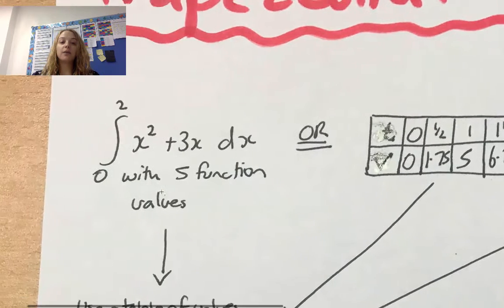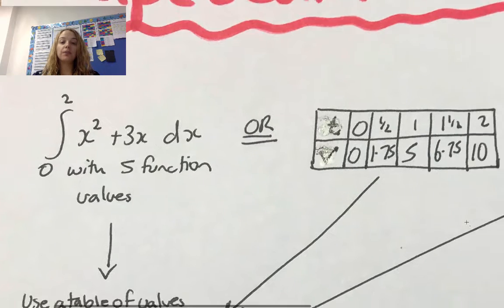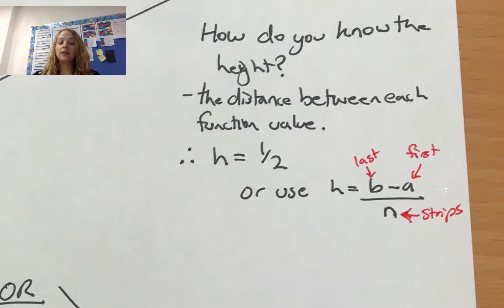Now the bit where people get confused is when you've got a function like this and they give you 5 function values and you need to work out what the height is. There is a little formula which you can use where you say b minus a, so the last minus the first, divided by n, where n is the strips. If you've got 5 function values, that would mean you would have 4 strips. So it would be 2 minus 0 over 4, which gives us our height of a half. Essentially the height is the distance between each function value.